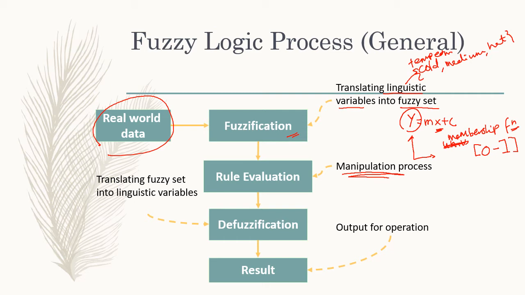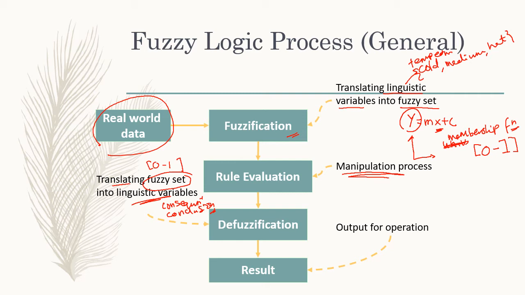In the defuzzification process, what we do is translate fuzzy set into linguistic variable. Just now in fuzzification, we translated linguistic variable into fuzzy set. Now we have the fuzzy set. For example, we have those membership function values, and we are going to transform them into the linguistic variable of the consequence. Consequence means the conclusion of your rule. Then we are going to have the result when we have done the defuzzification process.